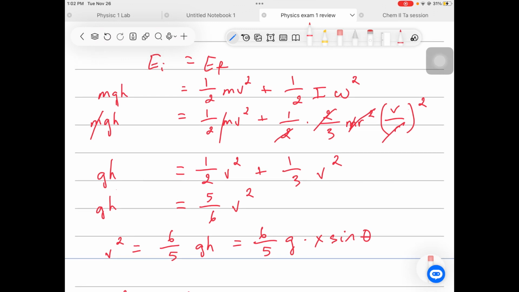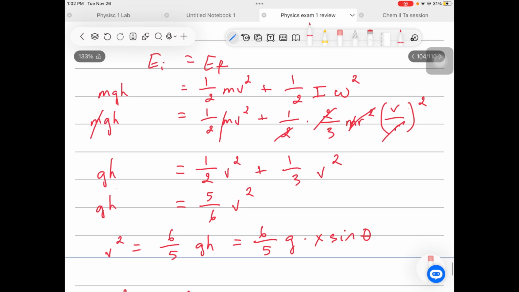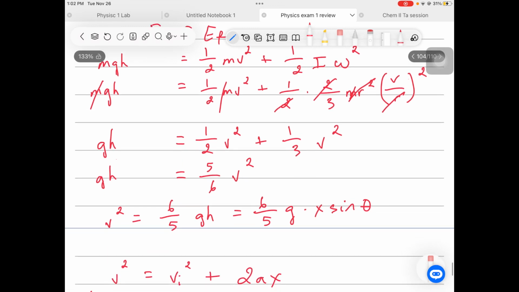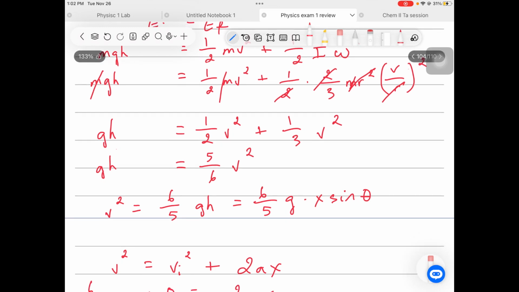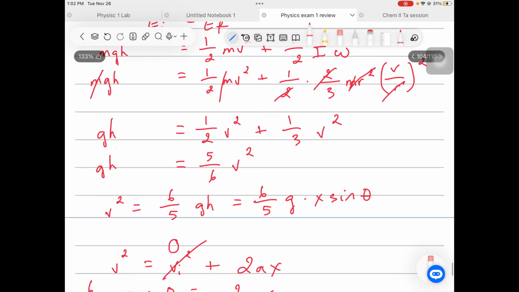In order to solve for the acceleration, we're going to use one of our kinematic equations: v squared equals vi squared plus 2ax. x is the distance that the ball travels. We know that the ball is at rest, so at the beginning, the velocity is equal to 0. We're going to substitute everything into this equation.